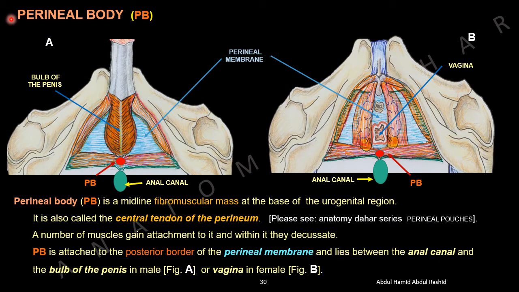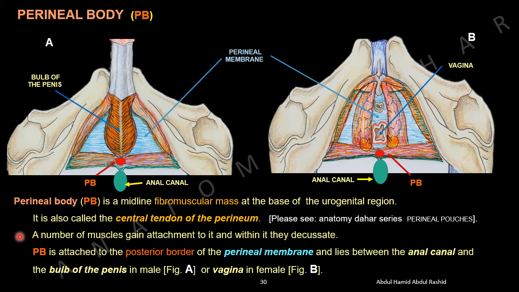Perineal body. Look at the two diagrams given here. This is the urogenital region of the male and this is the urogenital region of the female. They are triangular in shape, so this is the base of the urogenital region. The perineal body is the midline fibromuscular mass at the base of the urogenital region. This is the perineal body. It is also called the central tendon of the perineum.